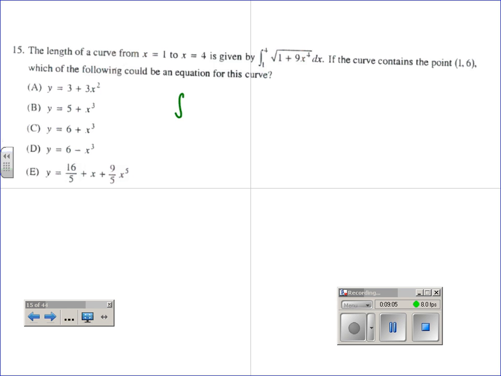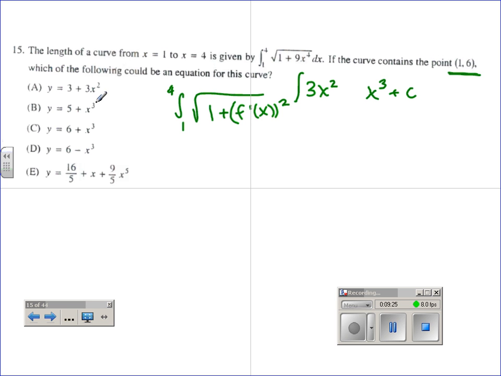Length of a curve, this is just knowing the formula. It's the square root of 1 plus f prime of x squared. So you're going backwards: you're taking the square root of this, which would be 3x squared, and the antiderivative of that, which would be x cubed plus c. And so the point is (1, 6). If you test it out, b works because x cubed, if you do 1 cubed plus 5, you get 6.